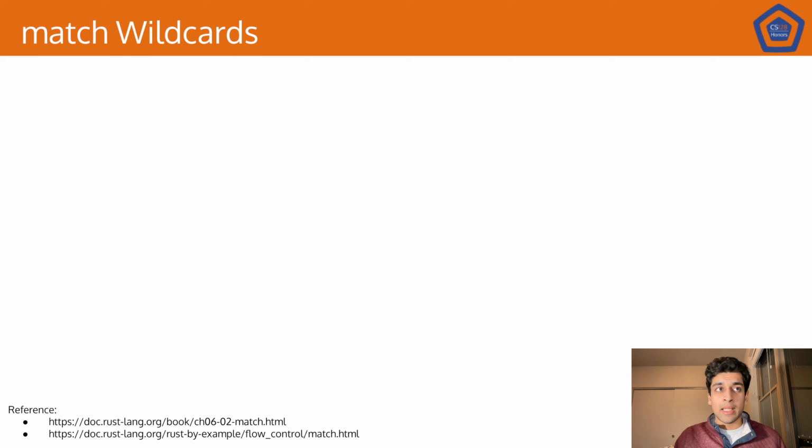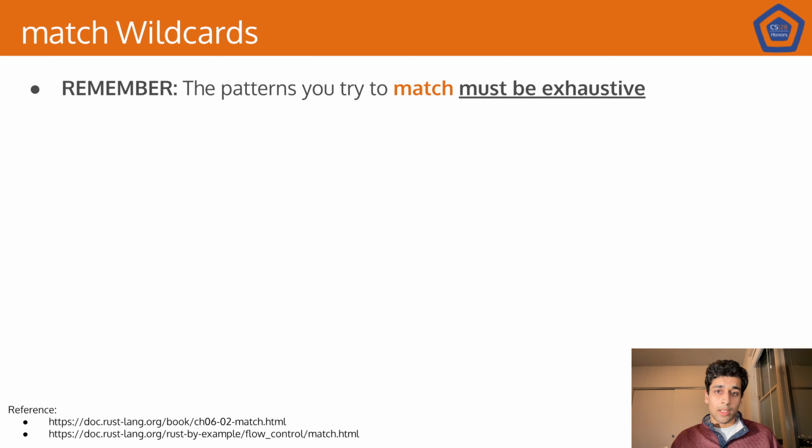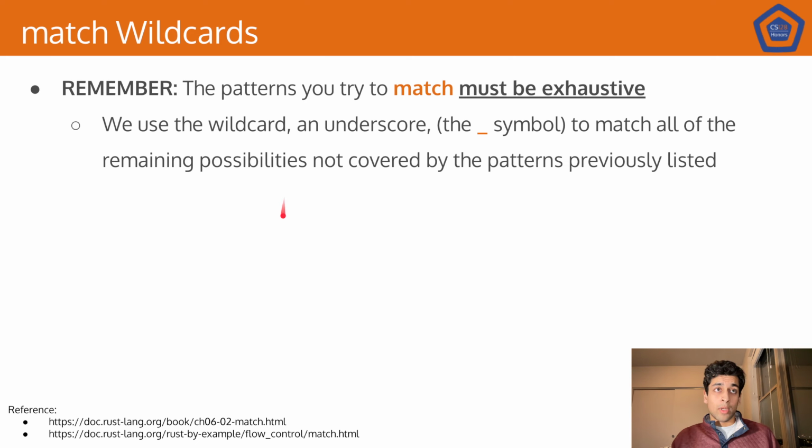So we said that our match statements have to be exhaustive, and we want a way to avoid typing out every single possible value that we're trying to match. For that, we can use what's known as a wildcard. The wildcard is the underscore symbol. You probably noticed that in the very first example. We use an underscore to match all of the remaining possibilities that are not covered by the patterns that we've already listed.